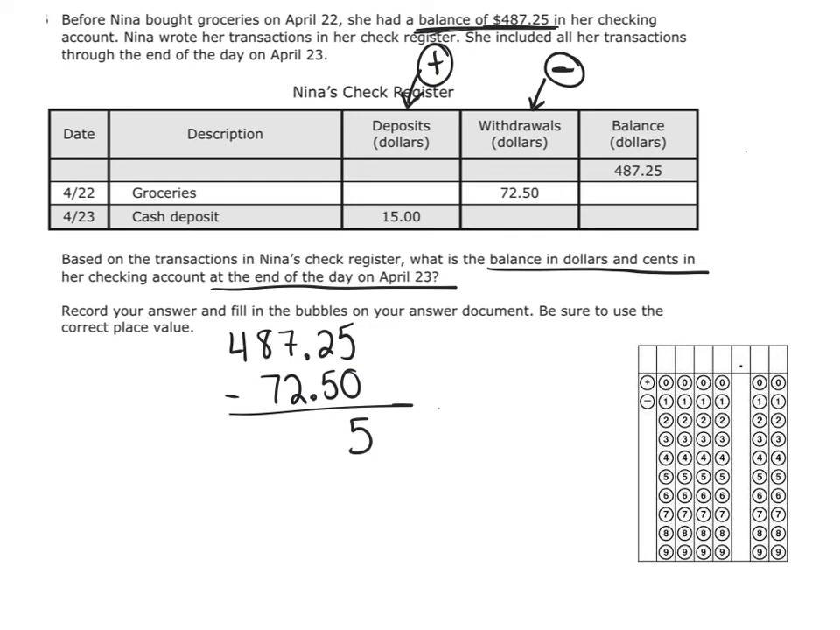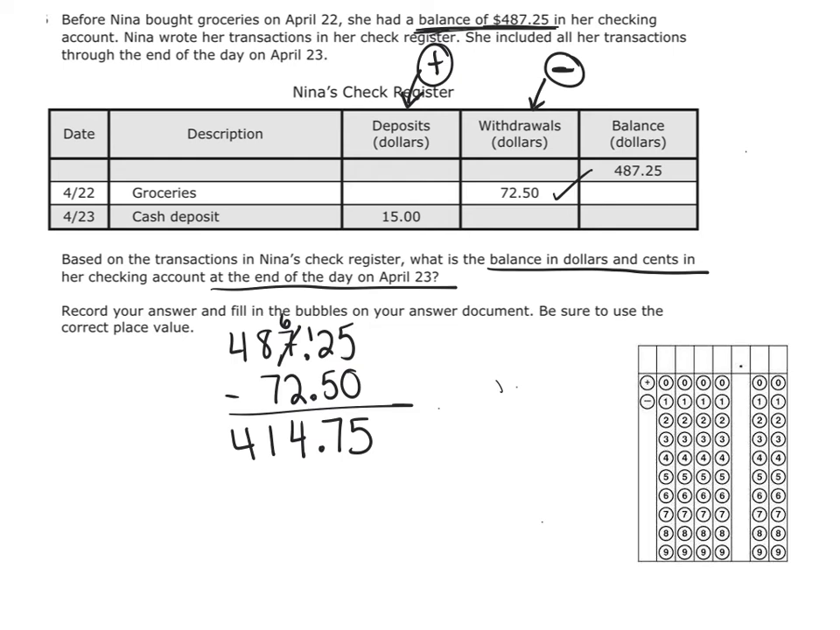5 minus 0 is 5. We're going to need to borrow, make this 6, 12. 12 minus 5 is 7. 6 minus 2 is 4. 1, 4. But you're not done. It says after this day. So you did this one, check.